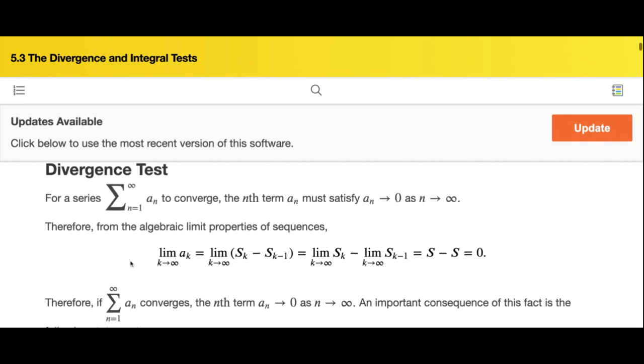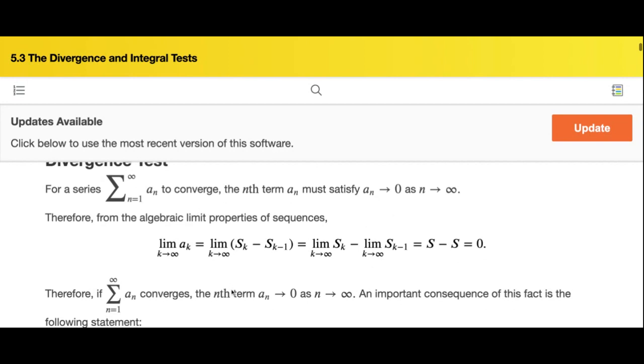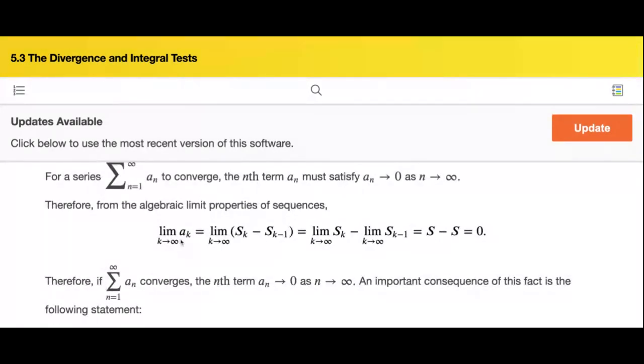So therefore, from the algebraic limit properties of sequences, we have this. We can think of the limit of a_k as k approaches infinity. a_k is just a typical term in the sequence, right? It equals the k-th partial sum minus the previous partial sum. So each a_k can be written as s_k minus s_(k-1). That's just a_k.